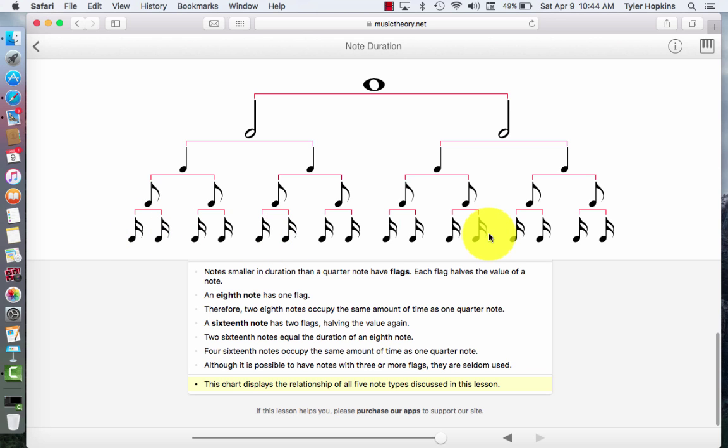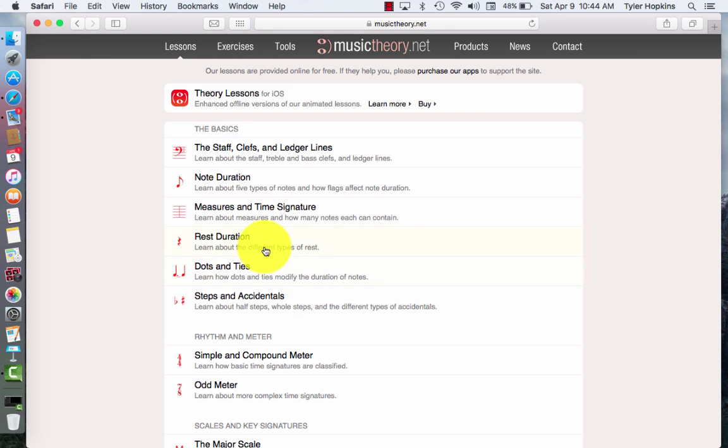Now add it all together, each line represents 1 whole note. So all of the 16ths in the bottom, those equal 1 whole note. All of the eighths in the second row equal 1 whole note. All 4 of the quarter notes equal 1 whole note, and the 2 half notes equal 1 whole note when added together. That is all I have on note duration. Next, we are going to slide on over to rest duration.